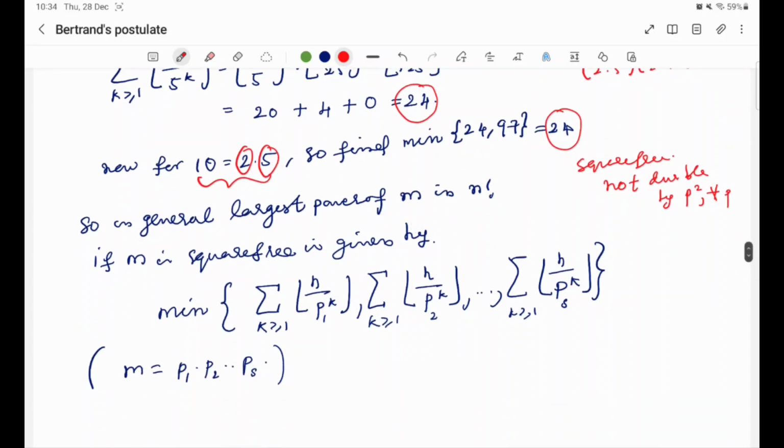If you generalize this, if m is a square free number, what is the largest power of m dividing n factorial? It is easy. Take all the primes: m is given by p1 times p2 times up to ps, find all the largest powers, and take the minimum. You get the answer.